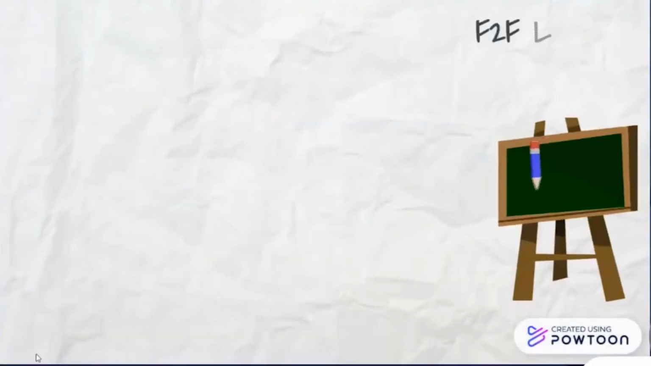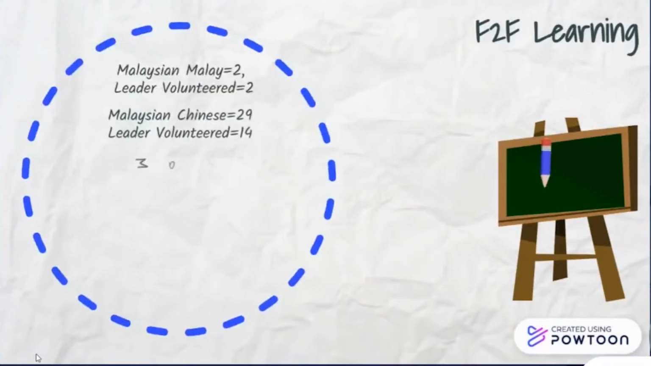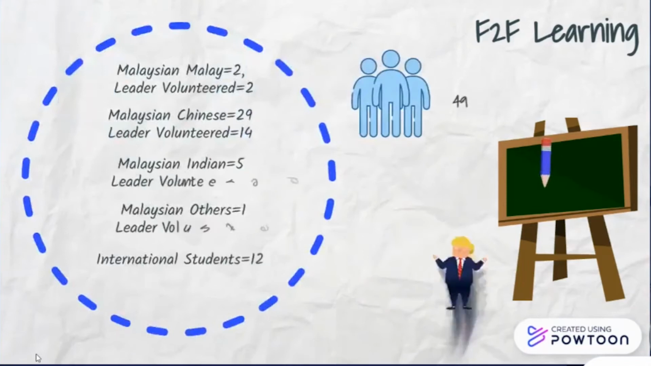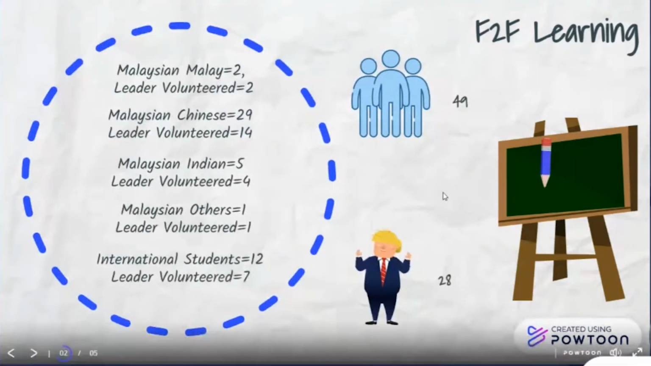For this question, we only extract the students who are coming to face-to-face learning. The total number of students who are coming to face-to-face learning is 49, and only 28 of them volunteer to be leaders. So let's see the statistics here.